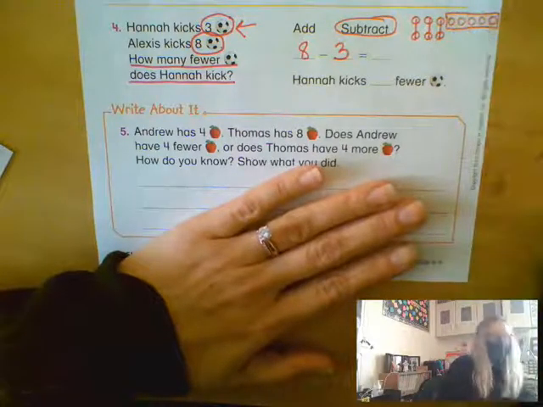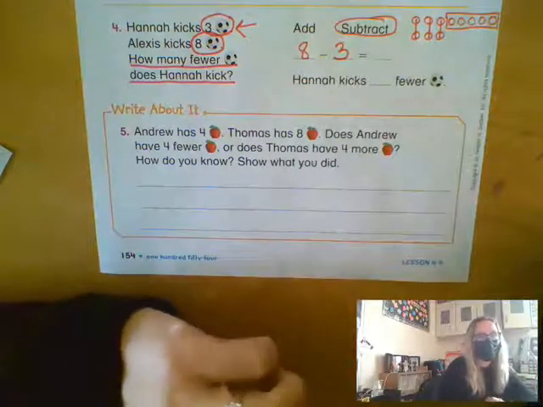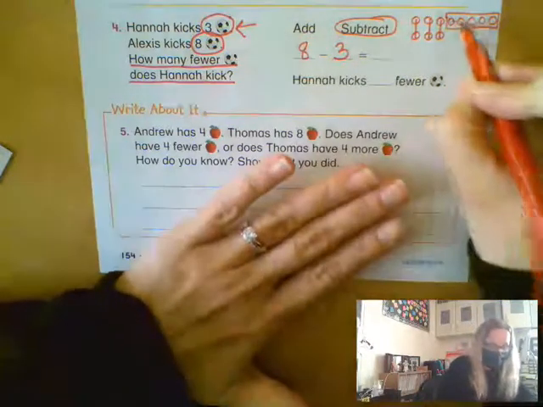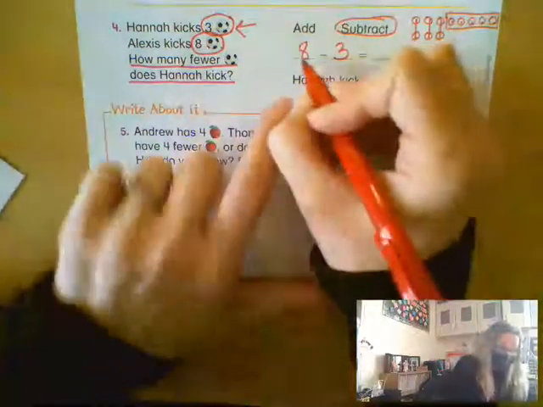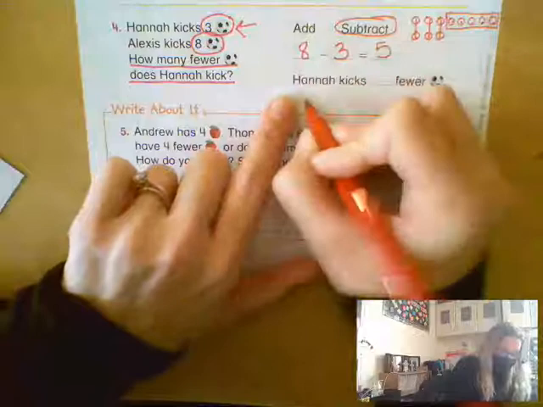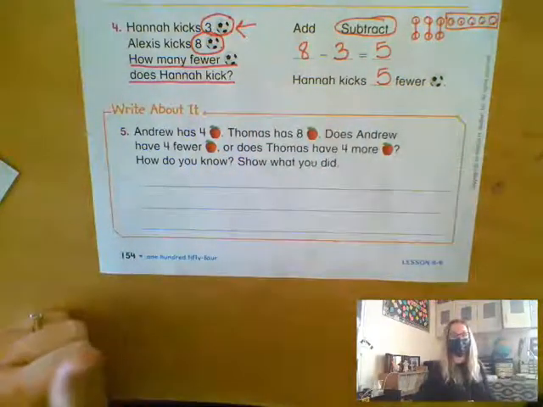Raise your hand if you know what that number is. Sage? 1, 2, 3, 4, 5. Awesome. So 8 take away 3 equals 5. Hannah kicks 5 fewer or 5 less soccer balls.